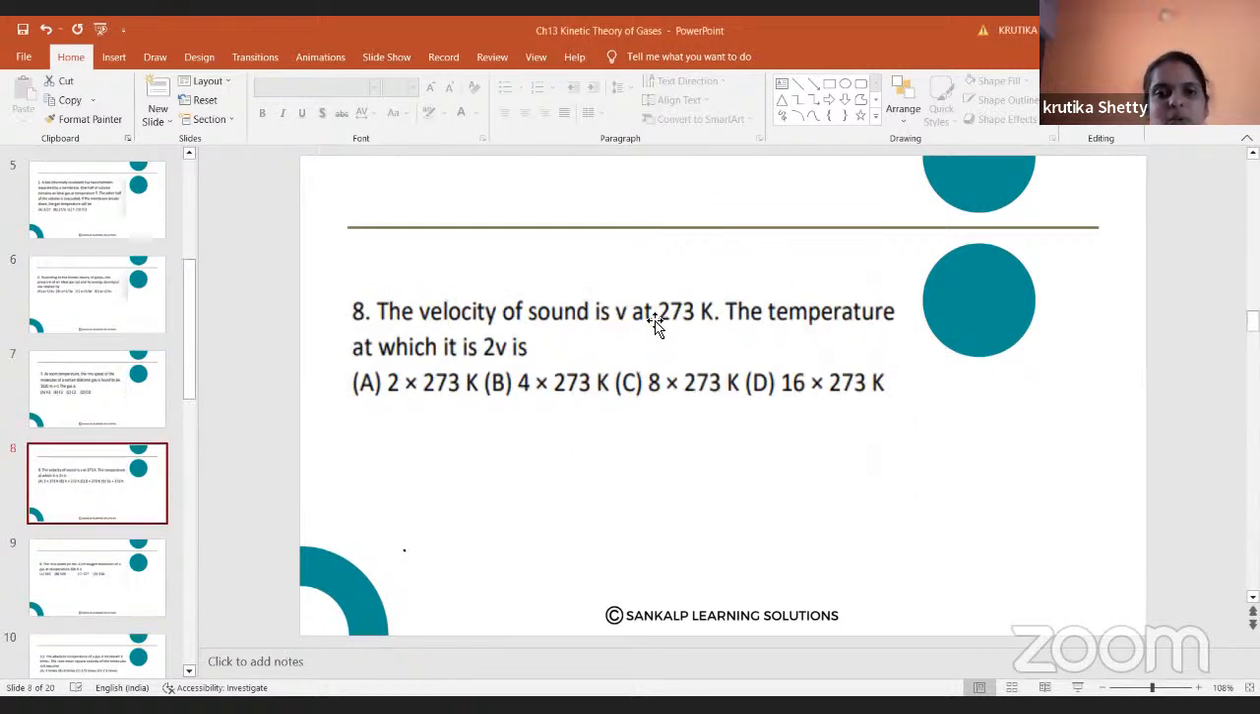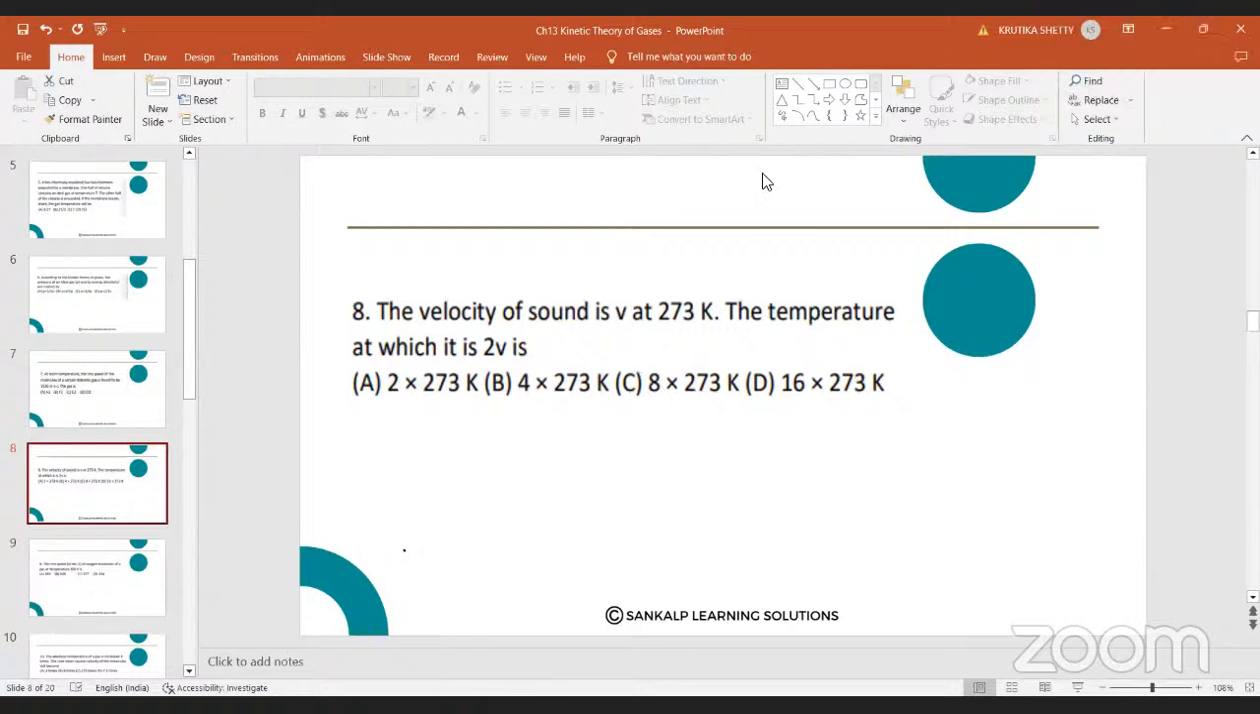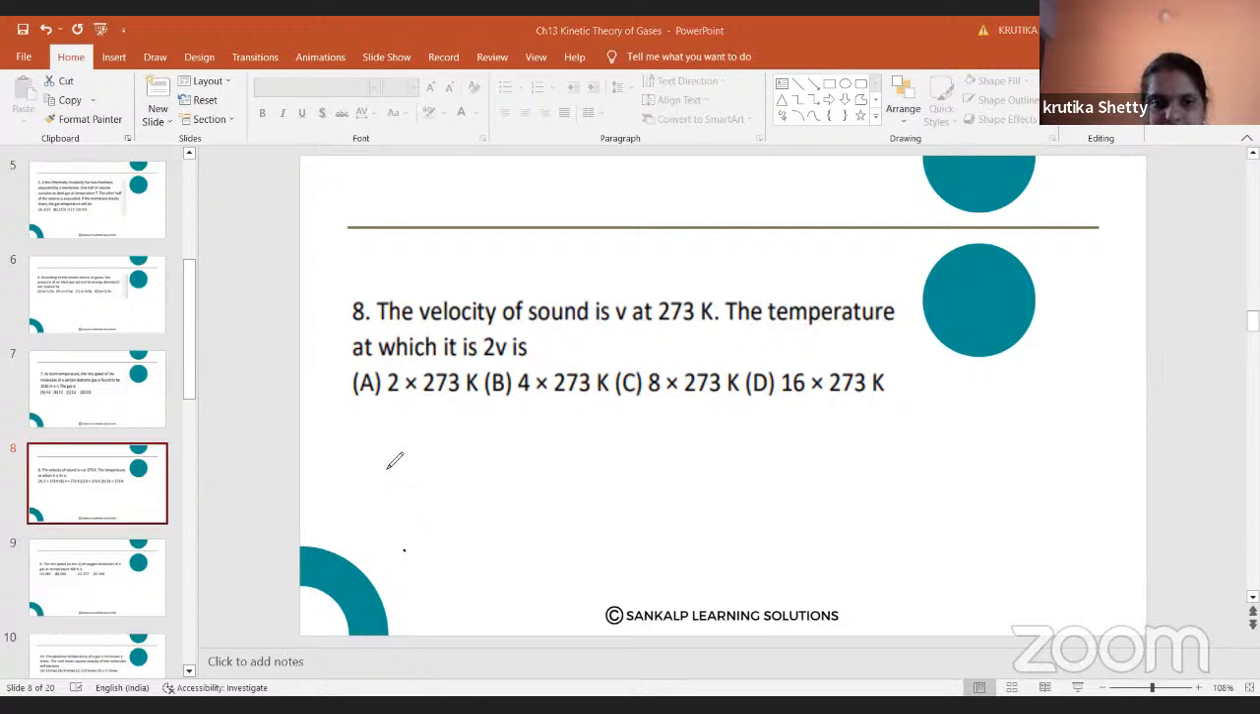The velocity of sound is V at 273 Kelvin. The temperature at which it is 2V is. So the velocity is given at 273 Kelvin. The temperature at which it is 2V is. So we need to calculate the temperature. Some students are telling it as B, some as A. Let us see. What is B? It is B, that is 4 into 273 Kelvin.